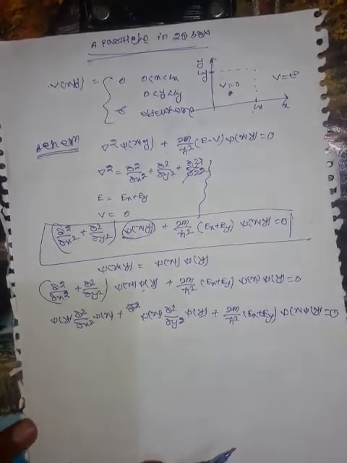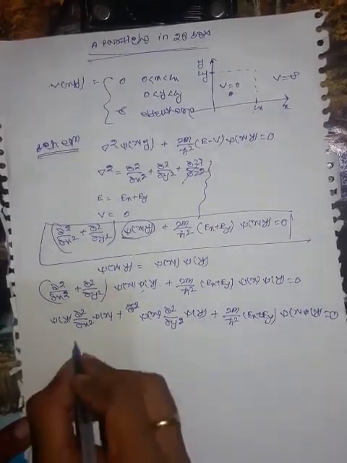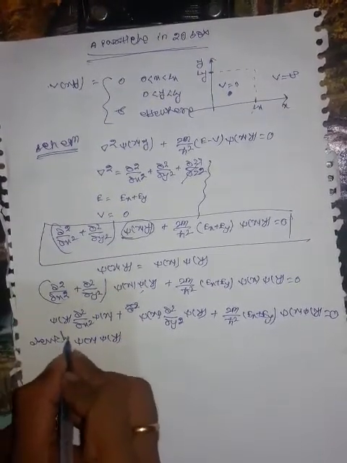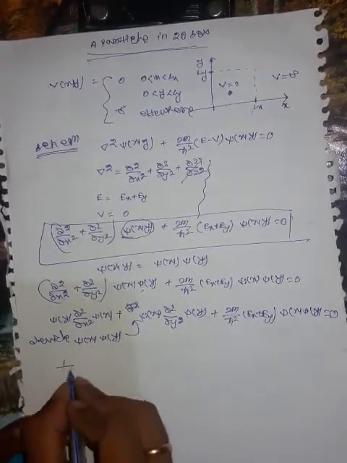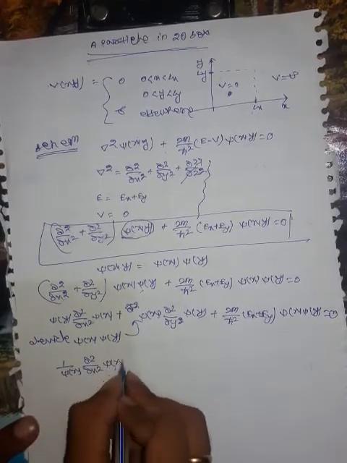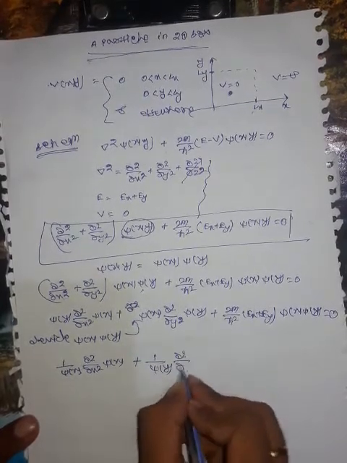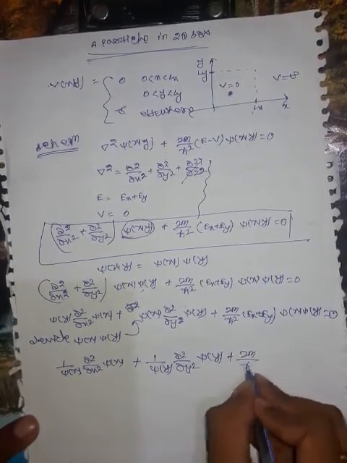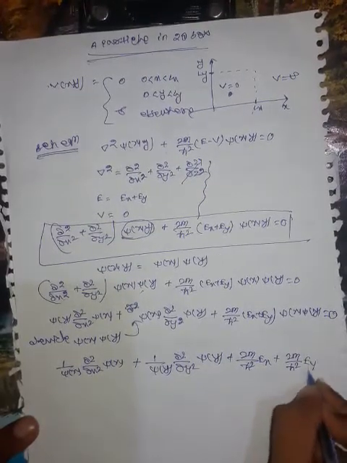Similarly, again we divide the terms on both sides by psi of x and psi of y. Dividing by psi of x and psi of y in the above equation, the equation becomes 1 by psi of x dou square by dou x square psi of x, plus 1 by psi of y dou square by dou y square psi of y, plus 2m by h cross square Ex, plus 2m by h cross square Ey, is equal to 0.